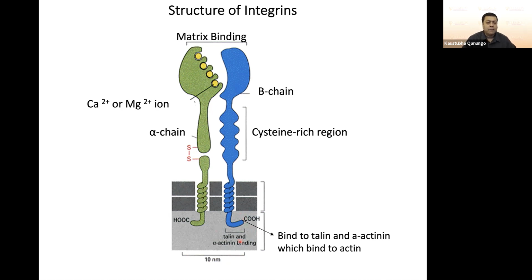So the beta subunit binds to some of these plaque proteins or connecting proteins, which are talin and alpha-actinin. This is a kind of quiz question that you can think about: your talin or alpha-actinin, which is the interconnecting protein that binds it with the intermediate filament or the actin, they are the intermediates. These plaque proteins interact with the beta chain, not the alpha chain. So this is something even more important. So that's your alpha-actinin and talin.